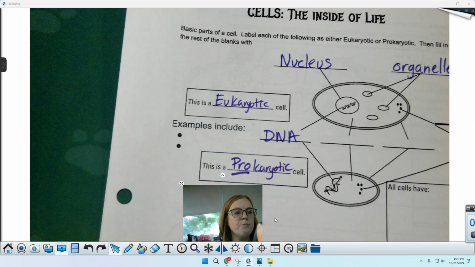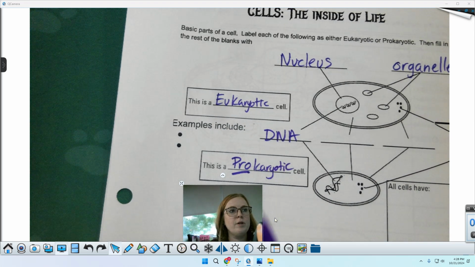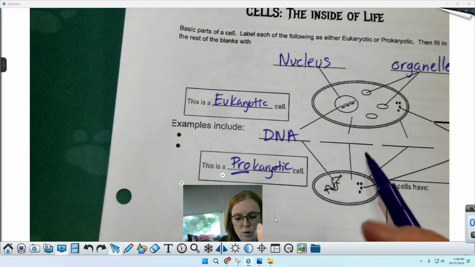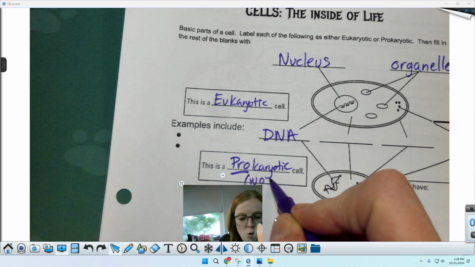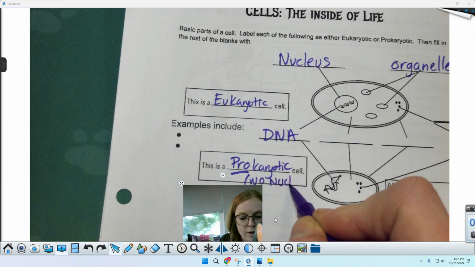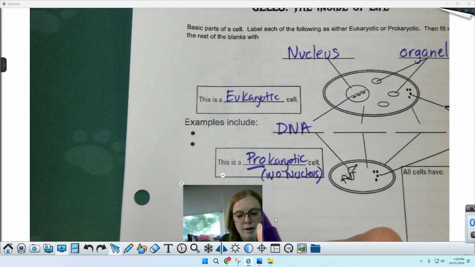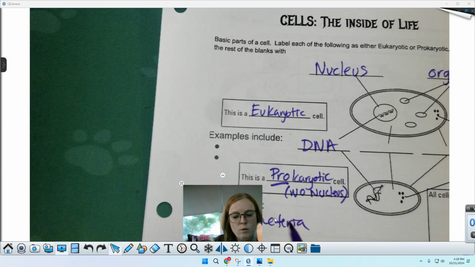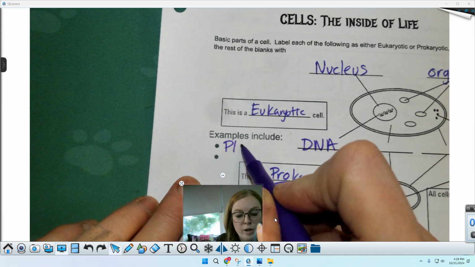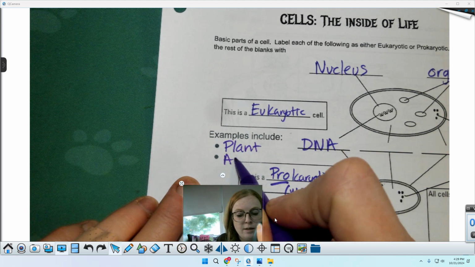Pro means no. Technically it means before the nucleus, but it sounds like no. Pro means no. It's going to have no nucleus and no organelles. Best example of a prokaryote is going to be a bacteria. While the examples of eukaryotic cells that we're talking about in class are plant and animal cells.